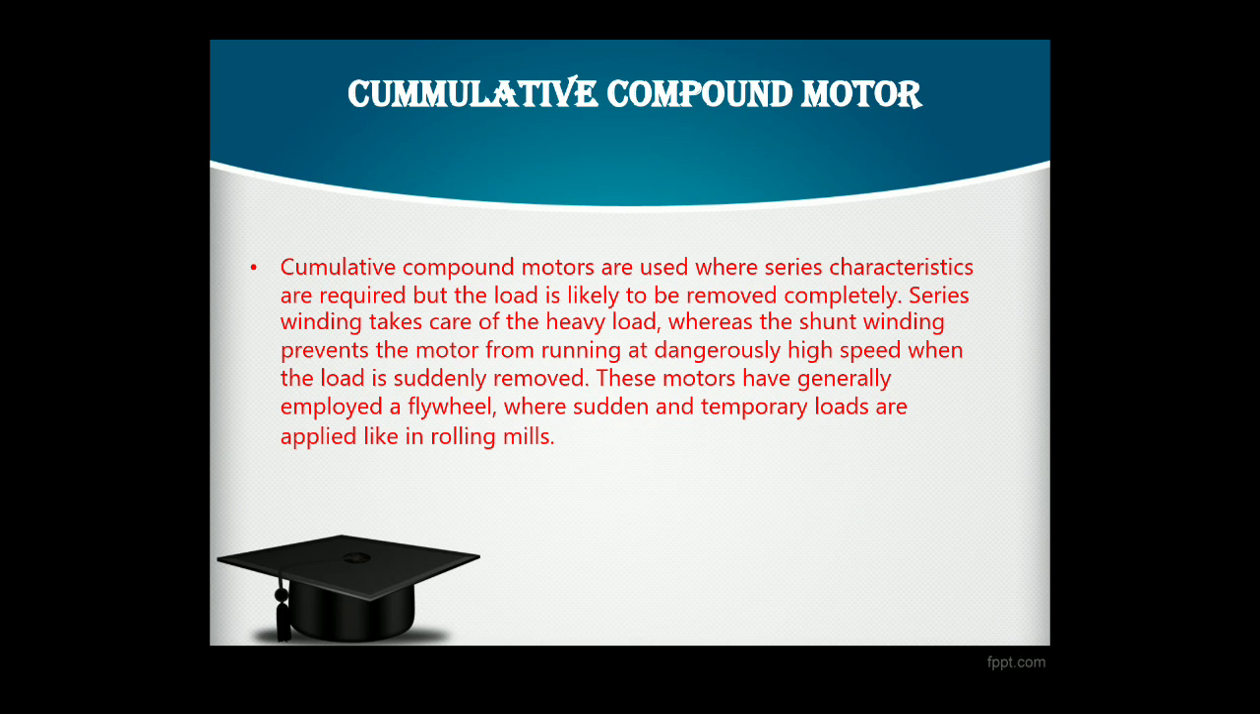So if the load is very low or likely to be removed completely, but the characteristics are like the series motor, the series winding takes care of the heavy load, whereas the shunt winding prevents the motor from running at dangerously high speed when the load is suddenly removed. A series motor has to be started with a bulk load, but a cumulative compound motor can be started like a series motor without the bulk load because of the shunt field winding.